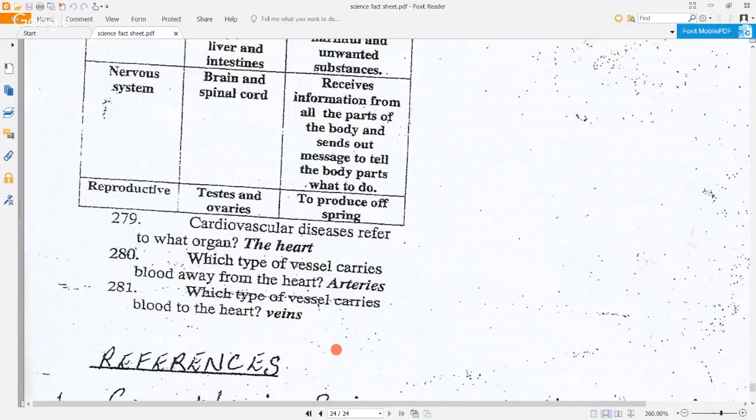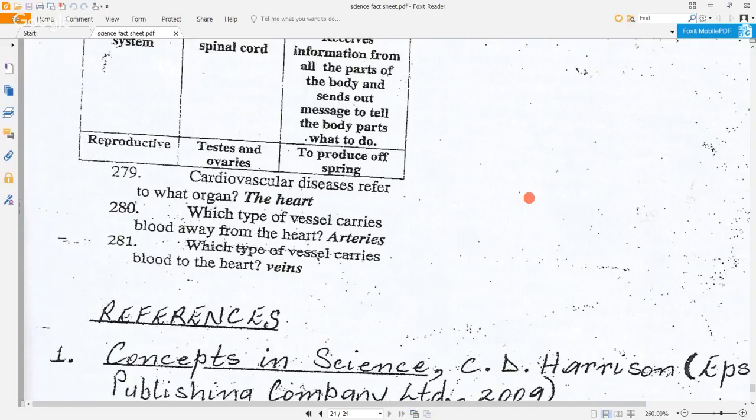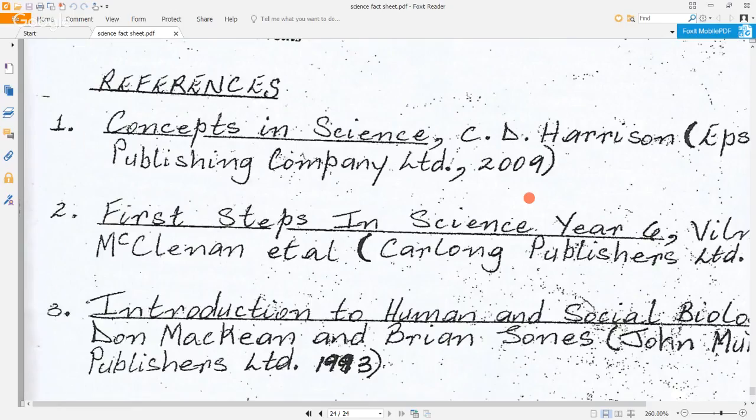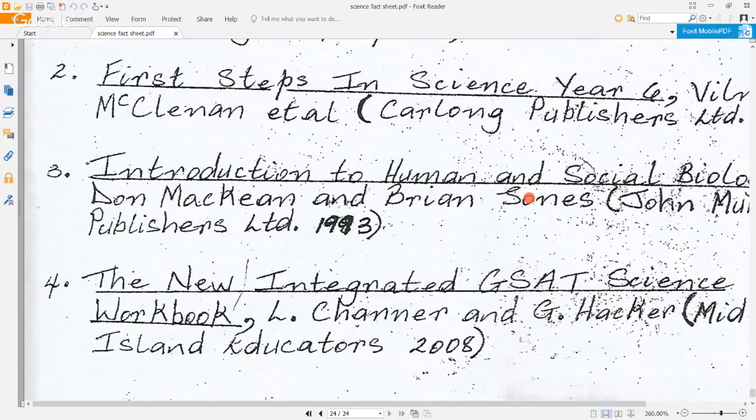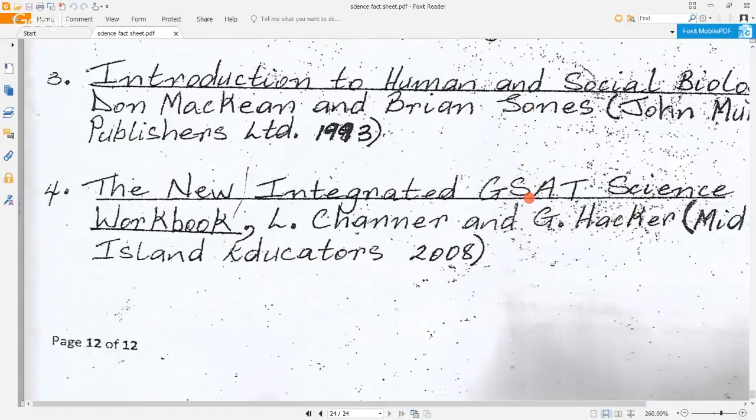All right, so if we look at the references, here we have the references: Concepts in Science, First Steps in Science, that's the class book, Introduction to Social Studies, and the New Integrated Science workbook that you have as well.